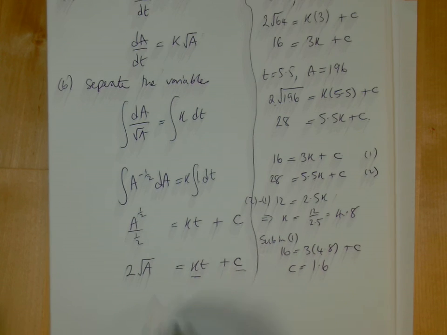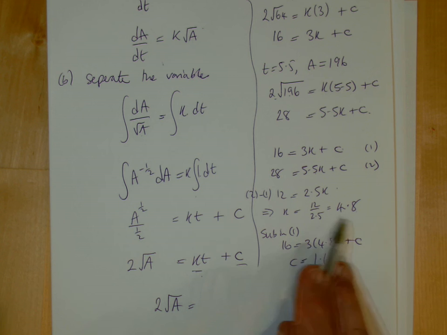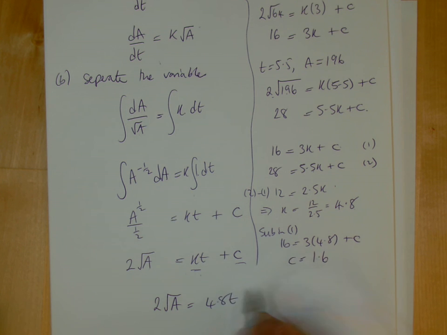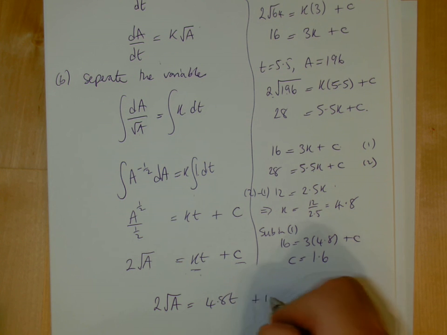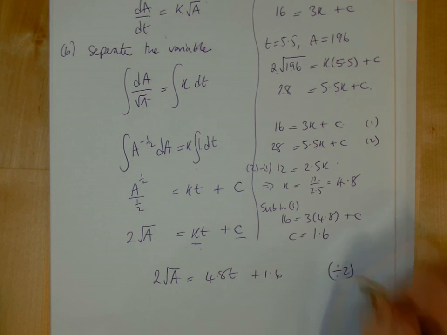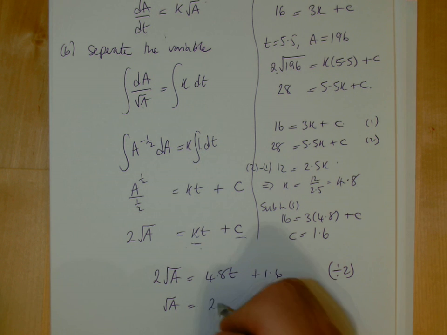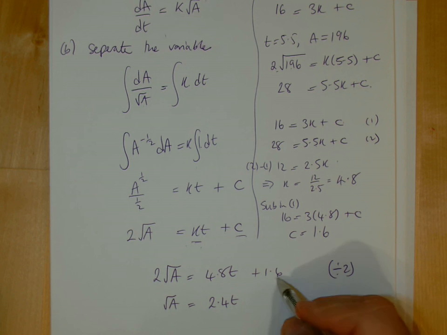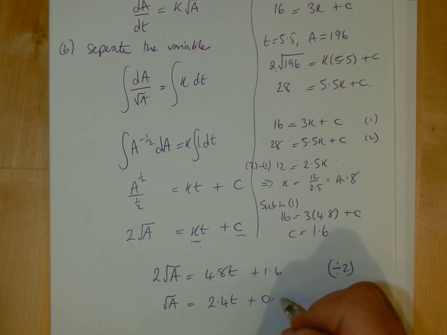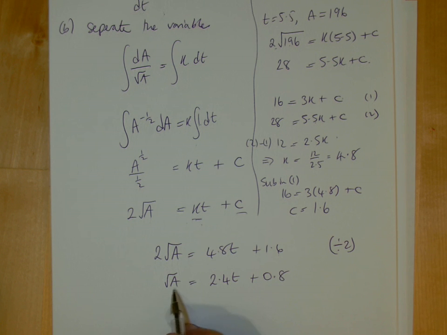So now putting it back in here, I'll get 2 root a equals kt, well k is 4.8, so that'll be 4.8t, plus c, which is 1.6. Okay. Now remember, I want an expression for a in terms of t. So because there's a 2 there, that's a bit annoying, if I divide through by 2, I'll get root a equals, well, if I divide that by 2, I get 2.4t, and if I divide that by 2, I get 0.8. And then, to get a in terms of t, well, that's root a.